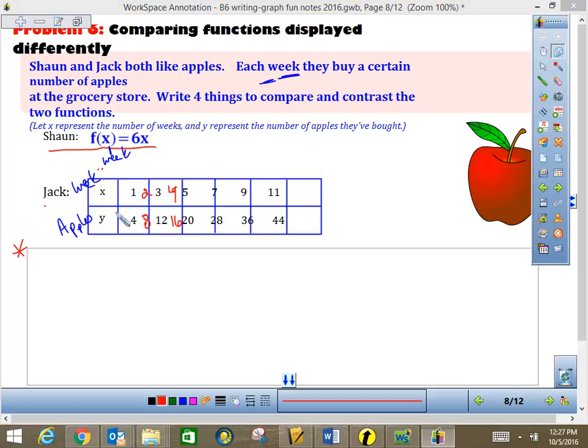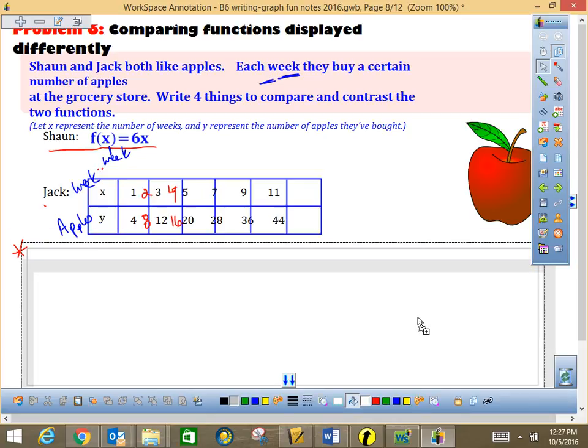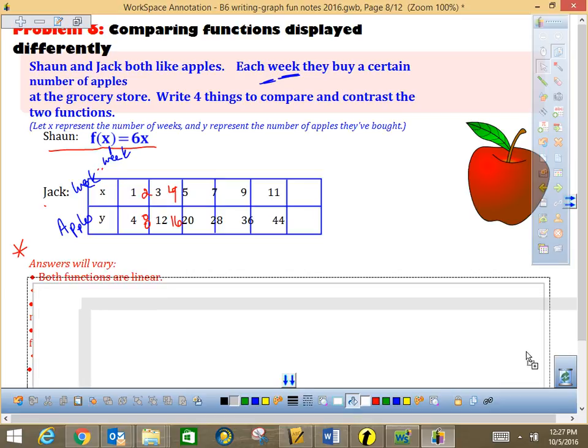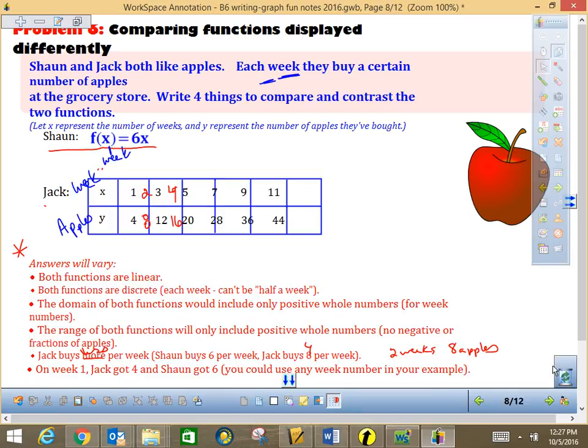What do we know about both people's equations? Linear or nonlinear? Marie, what do you think? Linear or nonlinear for both of them? They're both linear. So that would be a statement that we could make. One of the things that we can say is that both functions are linear. Something else that we can say. I'm just going to show you all of these, and know that when we take our test, I will ask you for 1 or 2.